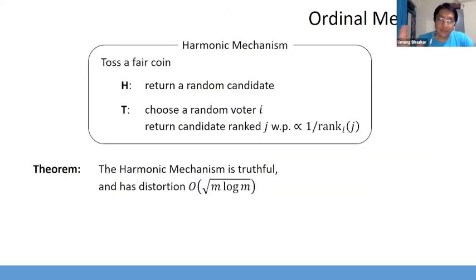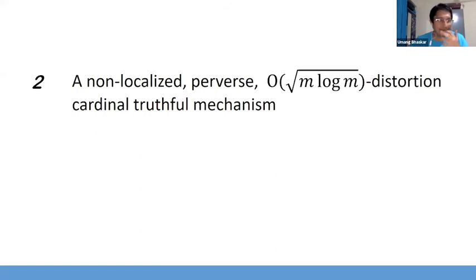So this mechanism, the harmonic mechanism, is great. It's truthful. It has a distortion of 1 over square root m log m, and as we said, this bound on distortion is tight. So let me talk about a cardinal mechanism now, which obtains the same bound but does something interesting.